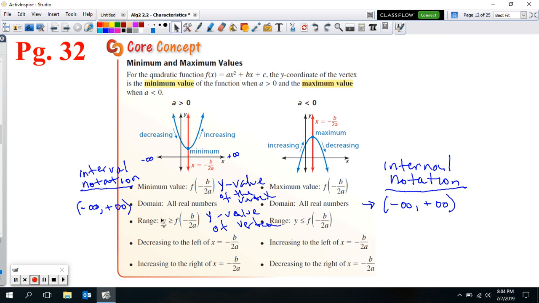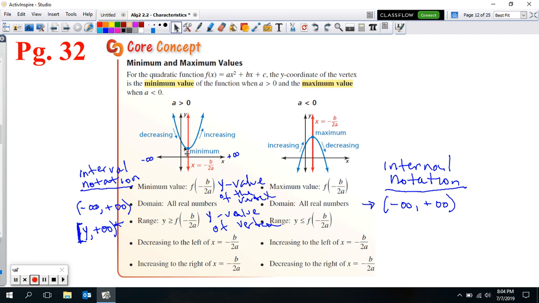You can make it like this, where y is greater than or equal to that number, the y value of the vertex, or in this one, because it's opening down, y is less than or equal to that number, the maximum value number. Or as an interval notation, it would look like this. For this one over here, where y is greater than or equal to that number, because it's above it, it is going to go from wherever this y is to positive infinity.